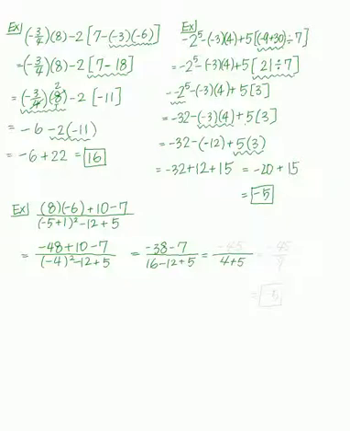Next up, in the top, I have negative 38 minus 7. That's the only thing I can do. That's going to give me a negative 45. Down below, I have nothing to do except add or subtract, so I'm going to do that from left to right. 16 minus 12 is 4, plus 5. This gives me negative 45 over 9, which gives me negative 5. And there's your order of operations.